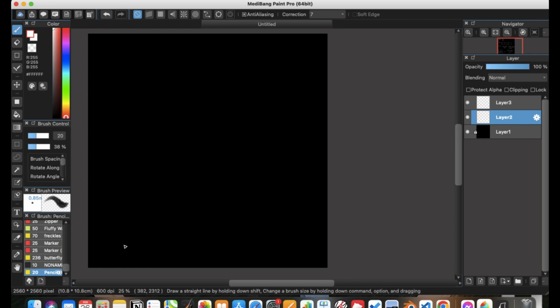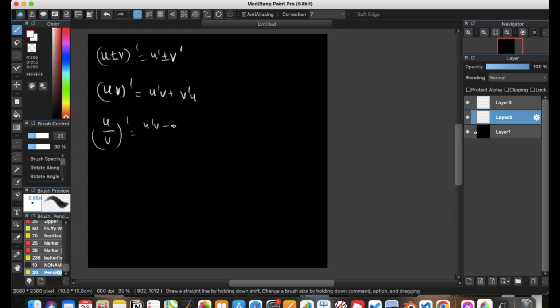So it's like some rules that you have to remember, right? This is the sum or difference rule. And now you guys can take a screenshot. Okay.